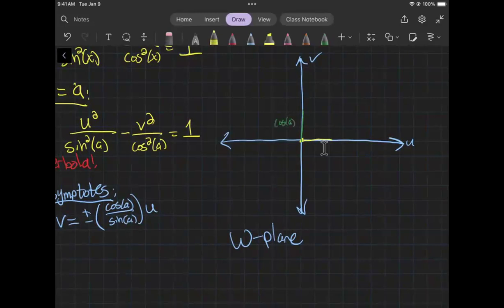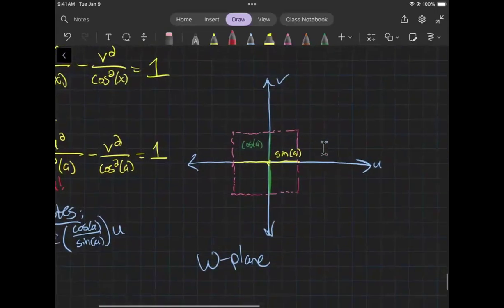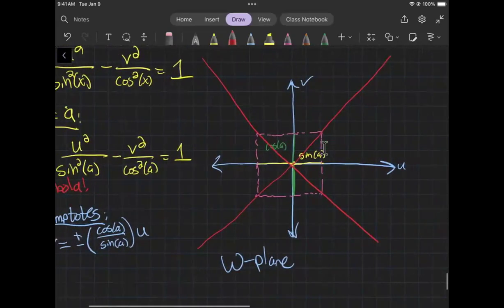Cosine A here, and then sine A there. Okay, and so sine A goes over here, and then cosine of A is over here. Oh, shoot. I need to do a different color. Cosine A is over here, and then you can draw in your box. And then you can draw in your asymptotes.